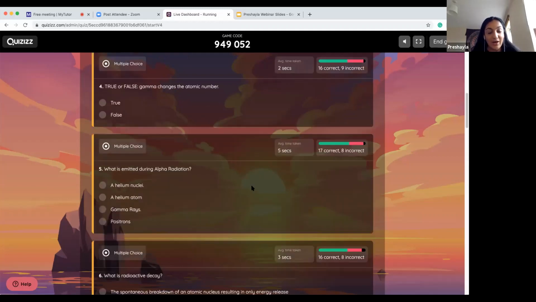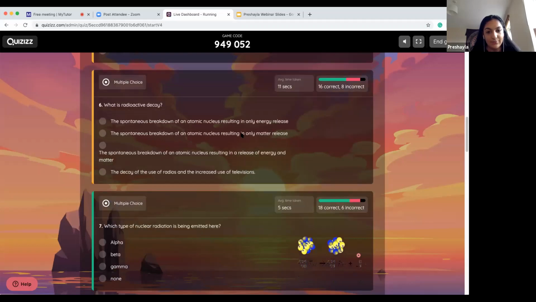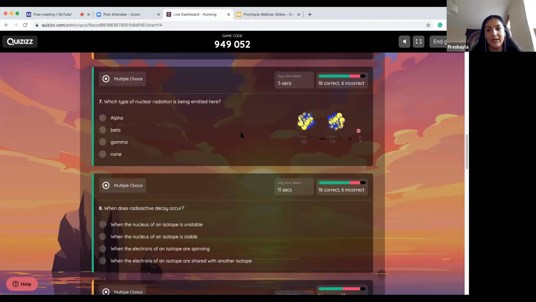What is emitted during alpha radiation? Okay, so alpha radiation is a helium nucleus, not a helium atom. It's only the nucleus, it doesn't include the electrons. This one was slightly harder. What is radioactive decay? Radioactive decay is the spontaneous breakdown of an atomic nucleus with a release of energy only.